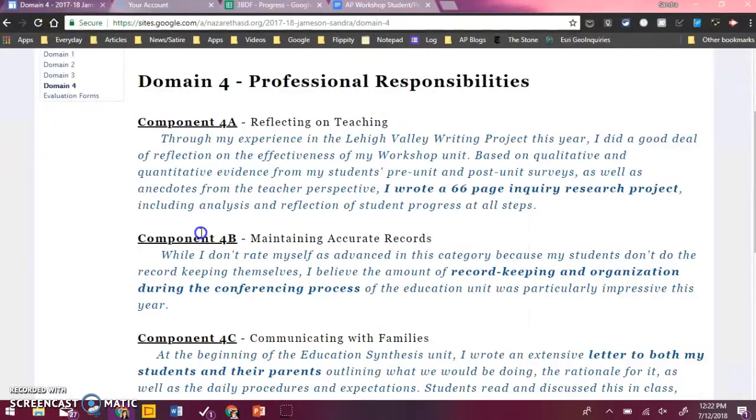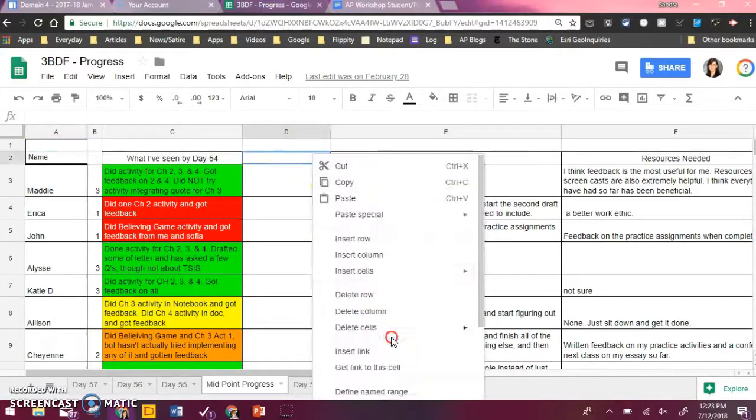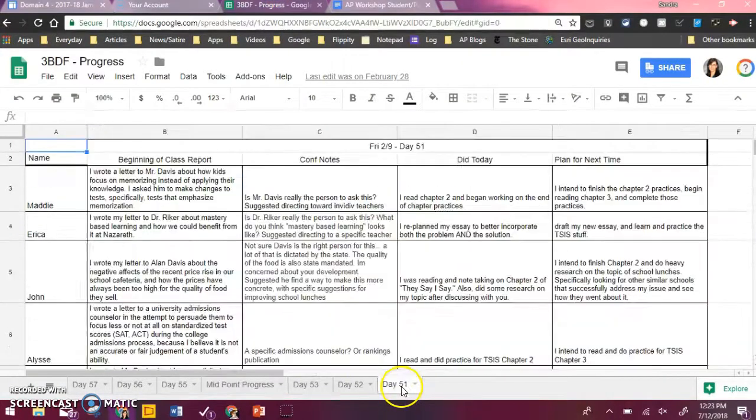In domain 4, component 4B is about maintaining accurate records. A really good example of this is the documentation that I kept during my inquiry project. Partly this was for my inquiry project because I needed evidence, but also I really just needed to track what was going on. So this is an example of my block 3 class, and I'm starting over here on the first day of the workshop.